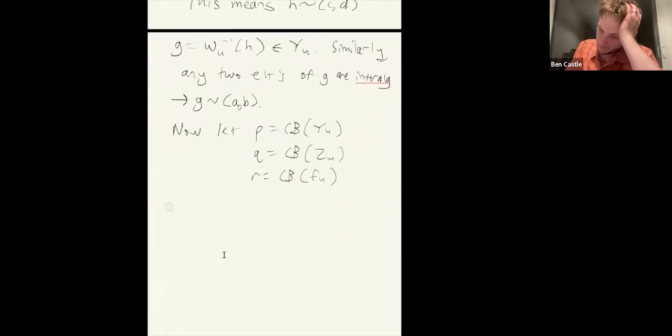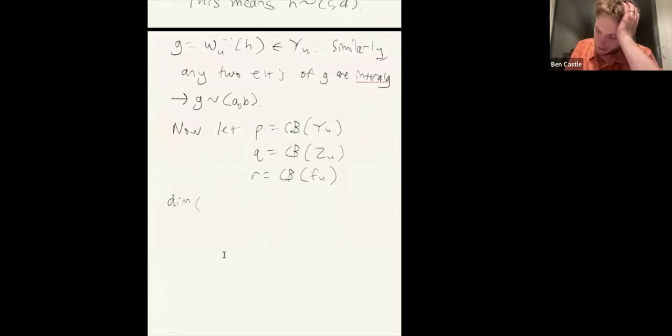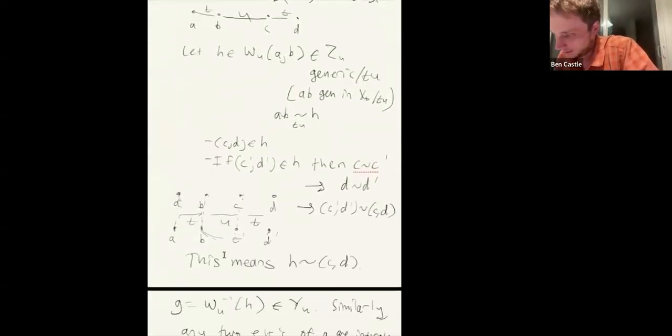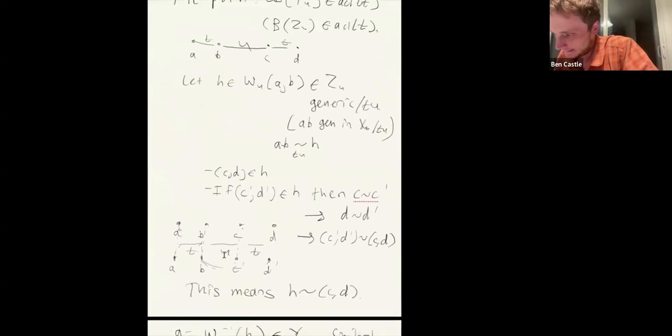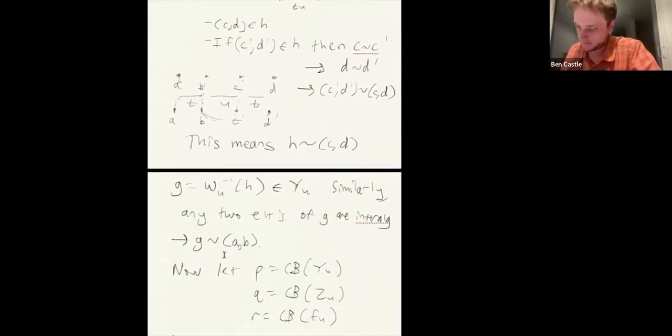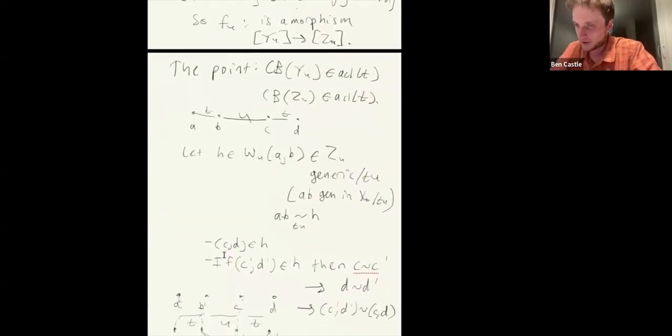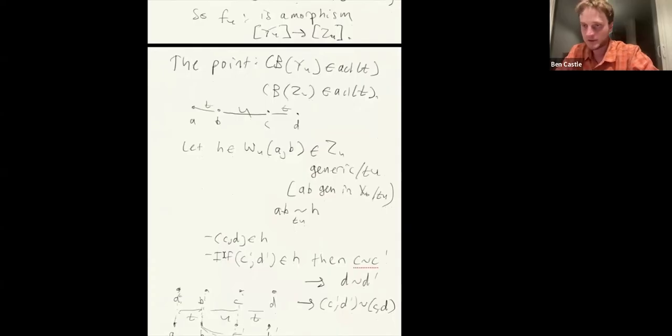So, well, we want to know something about the dimension of R. Okay, what am I doing? I told you I would lose what I was doing at some point. Okay, I told you that the goal was to say that CB of YU and CB of ZU are just algebraic over T. That's what I'm trying to say.